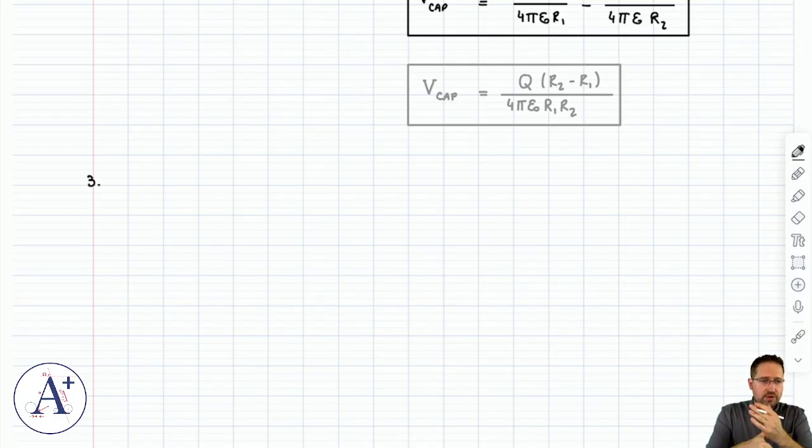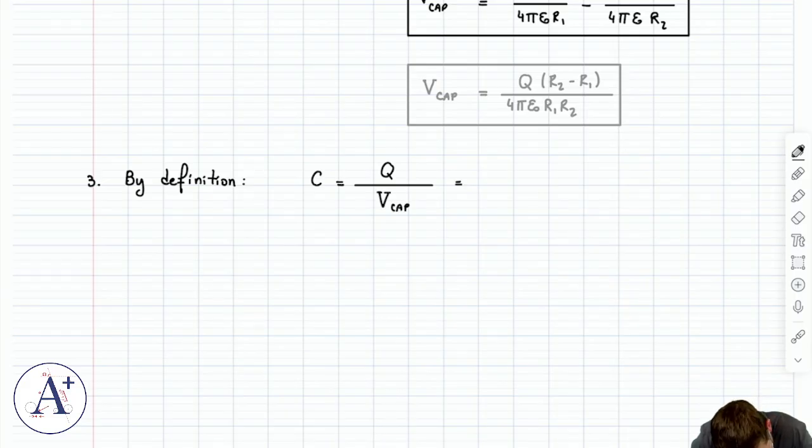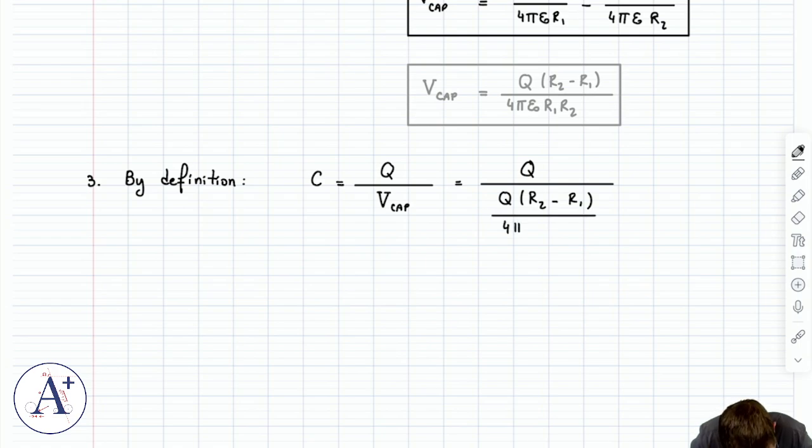Again, we're following the same pattern. Found E using Gauss's law, found V cap with the delta V formula, and then determining the capacitance of the capacitor is very straightforward. By definition of capacitance, it is Q, the charge on the positive plate, divided by V cap. So it is Q divided by this whole thing, Q times R2 minus R1 over 4 pi epsilon naught R1 R2.